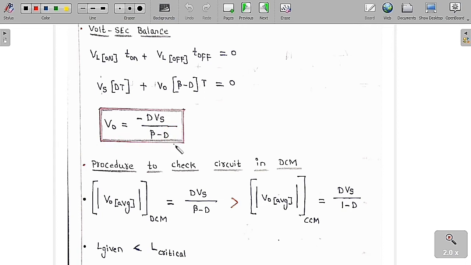I have already told you the average value of the output voltage for the buck boost converter in the continuous conduction mode, which is minus D Vs by (1 minus D). Whereas here, for the buck boost converter in the discontinuous conduction mode, the average value of the output voltage is minus D Vs by (β minus D). So we just have to replace 1 by β and everything is the same. β is always lesser than 1. Therefore the magnitude of the average value of the output voltage in the discontinuous conduction mode is always greater than the magnitude of the average value of the output voltage in the continuous conduction mode.